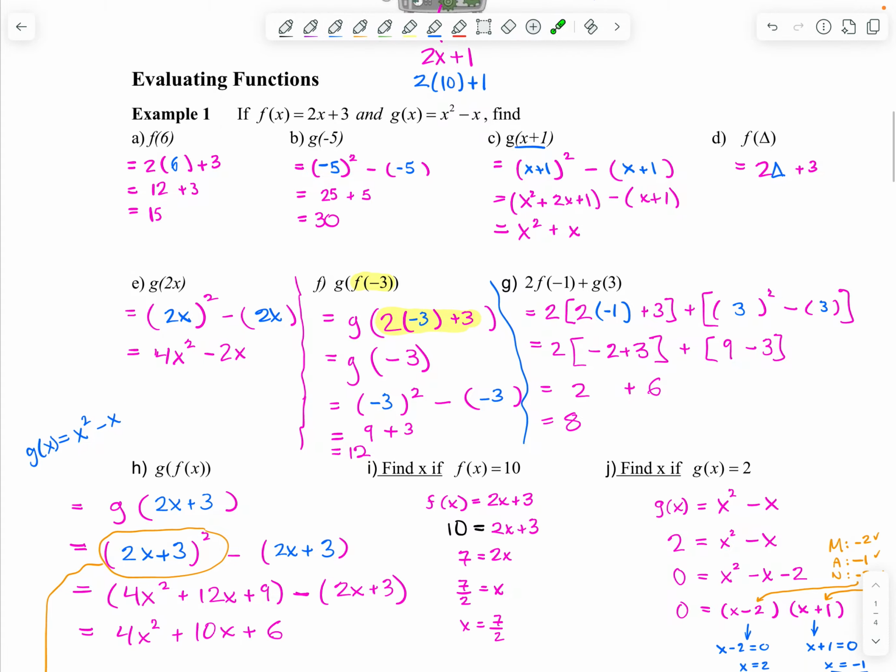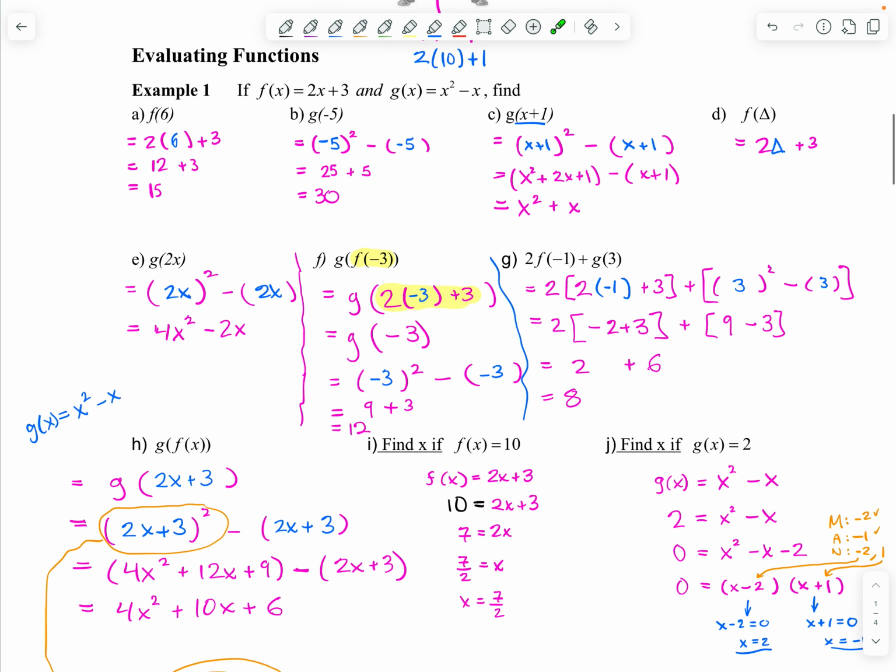Okay. I hope you can see the pattern here. Every time I have the function f, I'm doubling the input and adding 3. When it's g of x, I'm squaring the input and then subtracting that input. Okay, and then I just simplify. Here's a g of 2x. I'm squaring the input, which is 2x, and subtracting that input. And I simplify.